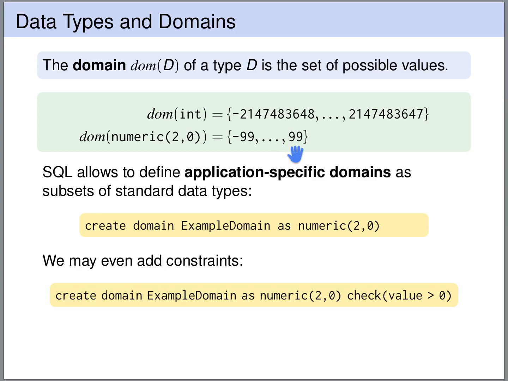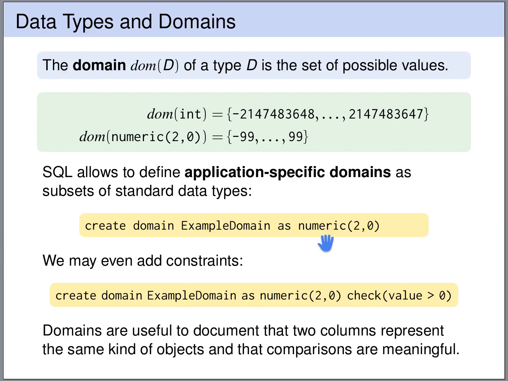SQL allows us to create application-specific domains as subsets of the standard data types. So for example, we can create a domain, example domain, and we can define it as numeric(2,0). So we basically give a different name to the existing domain numeric(2,0). So when is this useful?